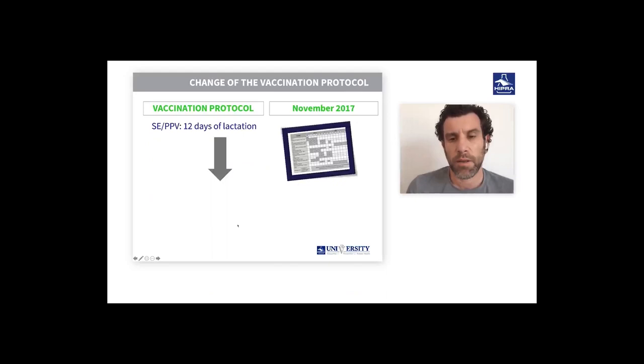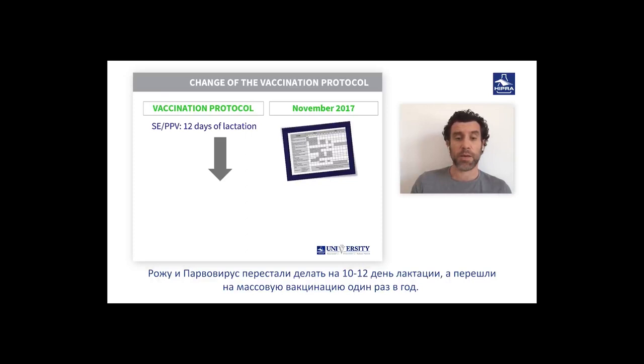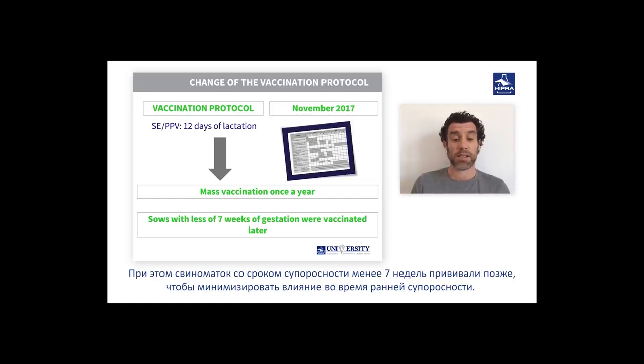In November of 2017, the farm changed the protocol for the vaccination of erysipelas and parvovirus. If you remember, we vaccinated at around 10 days after farrowing, and the farm changed and began to vaccinate in mass vaccinations once a year. But the sows with less than 7 weeks of gestation were vaccinated later to not compromise the gestation.